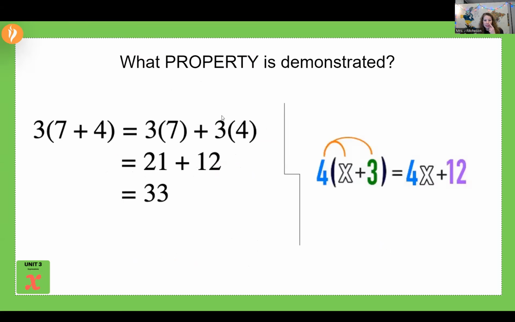All right, so what property is being demonstrated? Both of these show, what is it called? The distributive property, where we multiply 3 times 7 and we add that to 3 times 4 and we get 33. The reason distributive property is so important is because when you have unlike terms in the parentheses, the only way you can simplify it is by using the distributive property. So you're going to distribute that 4. 4 times x is 4x, and 4 times 3 is positive 12. Whatever sign is between those two terms is the sign we use over here.